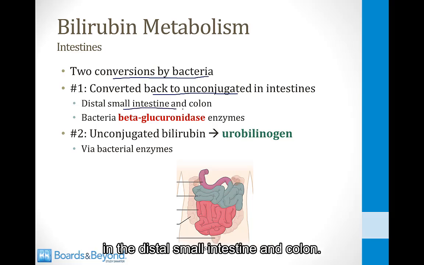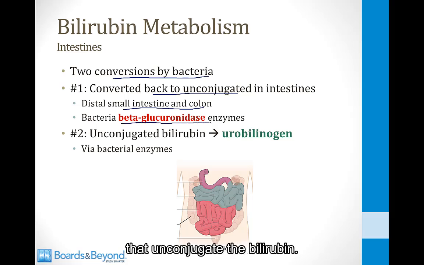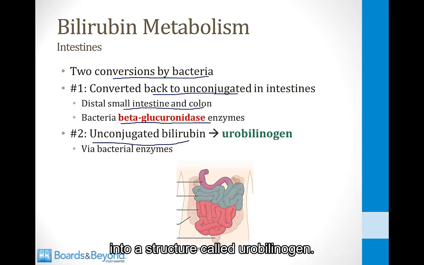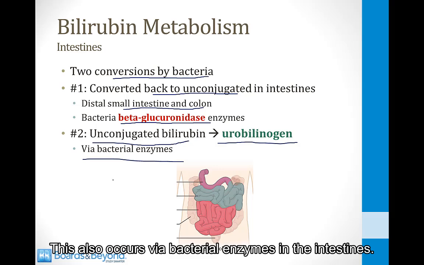In the distal small intestine and colon, there are bacterial enzymes called beta-glucuronidase enzymes that unconjugate the bilirubin. Once it is unconjugated, bacteria can convert the unconjugated bilirubin into a structure called urobilinogen. This also occurs via bacterial enzymes in the intestines.